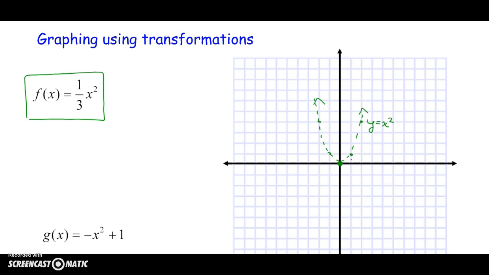So it would instead still pass through 0, 0, but it'll pass through about 1 comma 1/3, and it would also pass through 2 comma 4/3. Same thing with the negatives. So this graph in red would be a good graph for y equals 1/3 x squared.